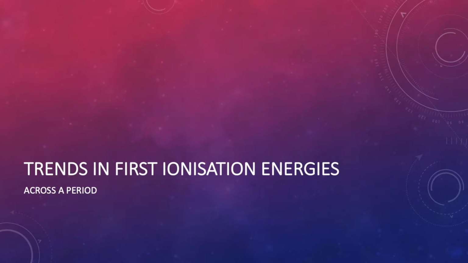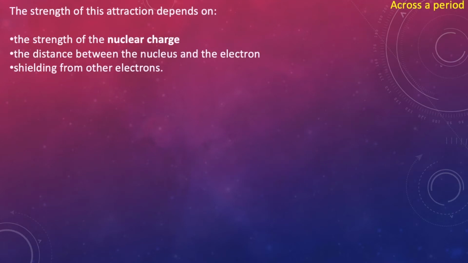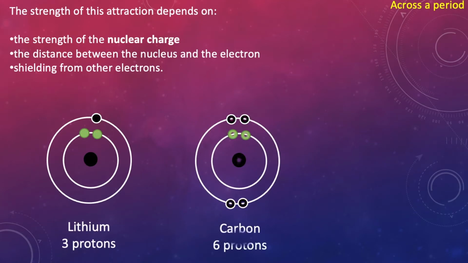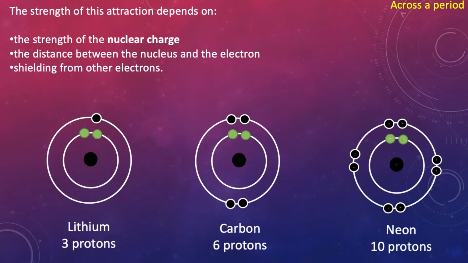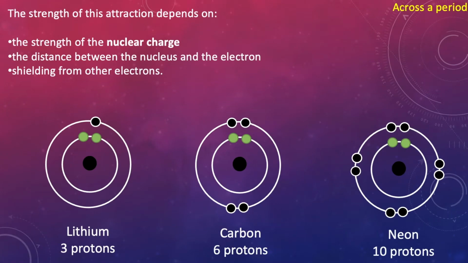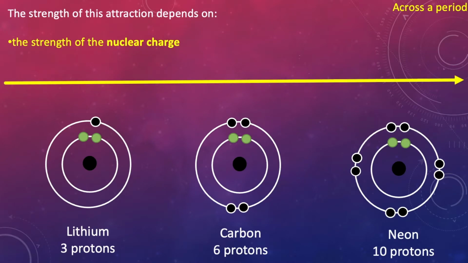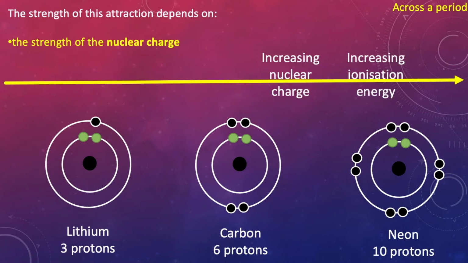So, across a period, let's go. There are a few things we need to run through. So first of all, let's look at nuclear charge. And we're going to look at lithium and carbon and neon. As we go across the period, the number of protons in the nucleus is going to increase, and so will the attractive force that the electrons experience. So as we go across there, we are going to increase the strength of the nuclear charge, and therefore we are also going to increase the ionization energy.